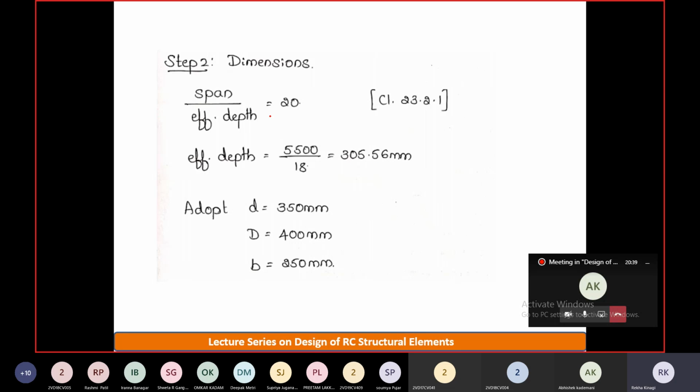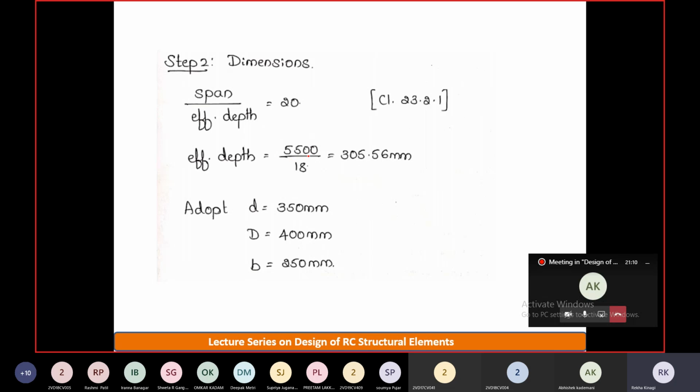If the span to effective depth ratio is 18, we'll be getting an effective depth value of 305.56. See here, if the effective span is given, you can directly use the value of effective span. Or else if the effective span is not given, you can use the value of clear span. It is not a compulsion. First preference is given to the effective span, but if it is not mentioned in the numerical, then you can go ahead with clear span.